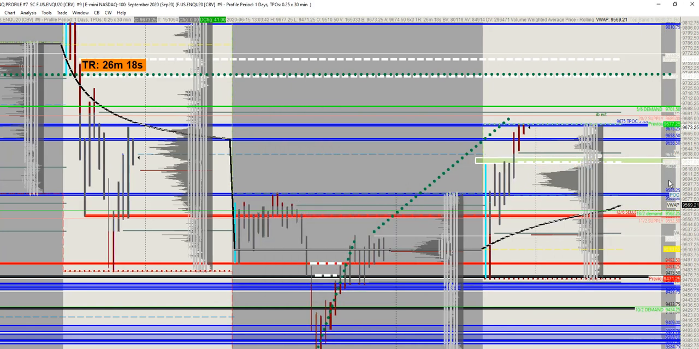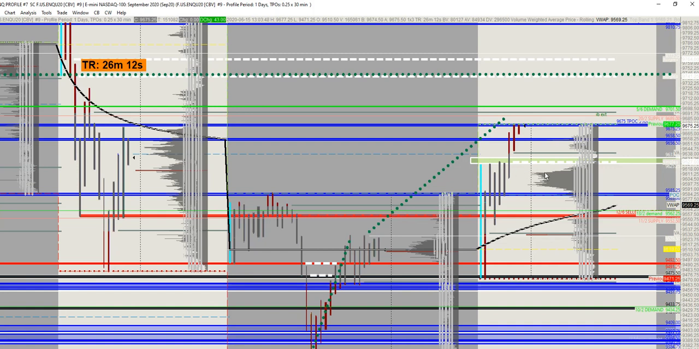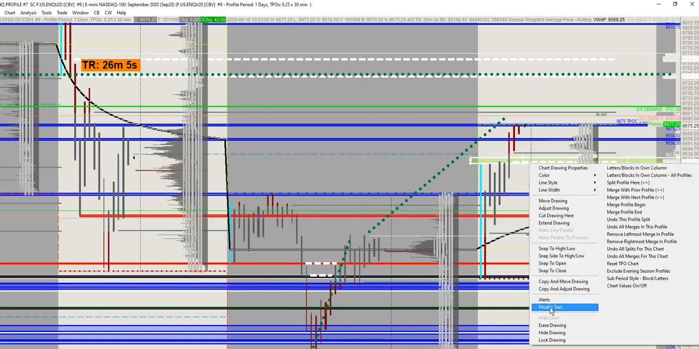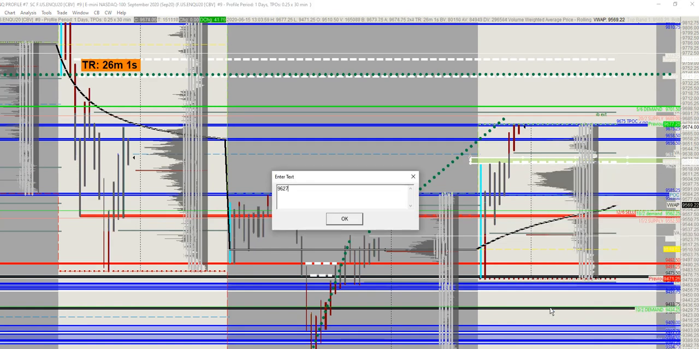So that 96.27, anytime price gets there, low volume node with a single print, this is a demand zone that's looking to be held. So that's 96.27, 15 June, single print, right?